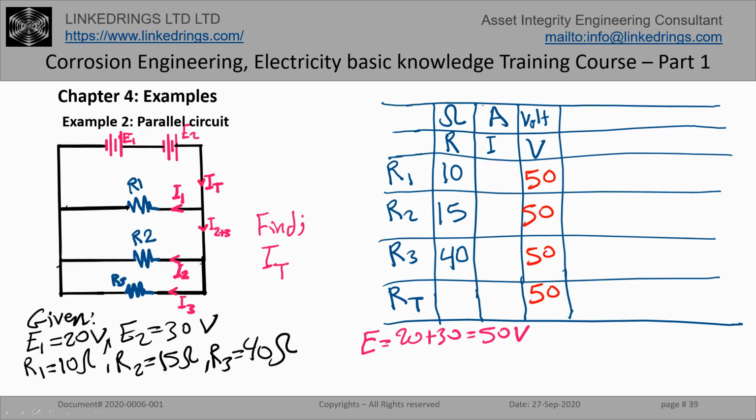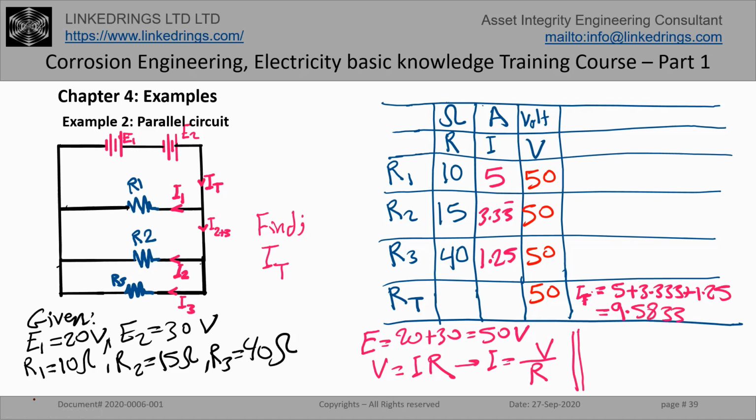So I equals V divided by R. Let's calculate it. How much is I here? 50 divided by 10 is 5. Then 50 divided by 15 is 3.333. 50 divided by 40 is 1.25. And what will be the total current? Total current, I total, equals I1 plus I2 plus I3. So 9.58333.